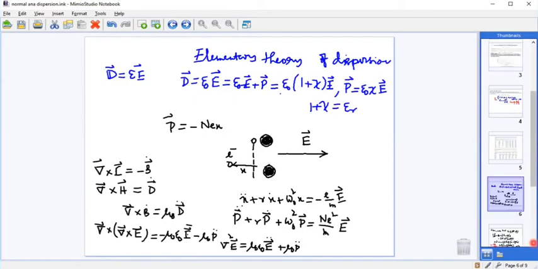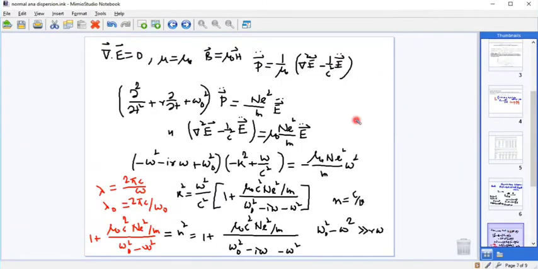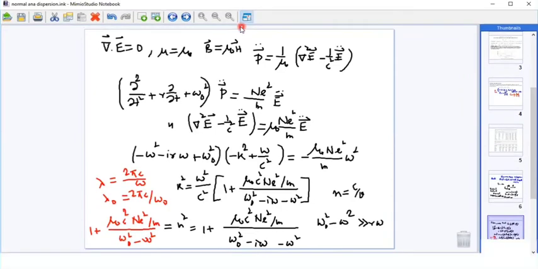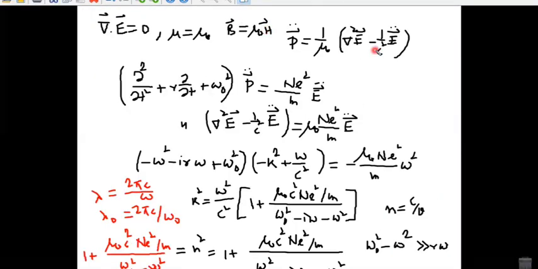Going to the next equation, from Maxwell's equation divergence of E equals 0, and we have assumed the permeability of the substance mu equals mu naught, that is B equals mu naught H. So P double dot equals 1 upon mu naught times grad square E minus 1 upon c square E double dot. Differentiating this equation with respect to time, we get del 2 by del t2 plus R del by del t plus omega naught square acting on P double dot equals N e square over m E double dot.